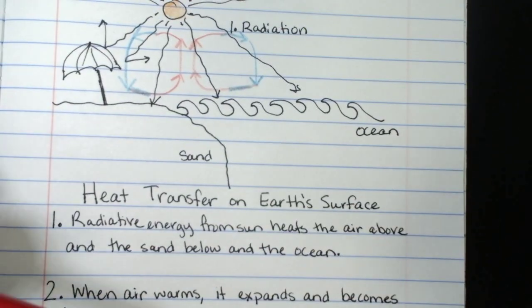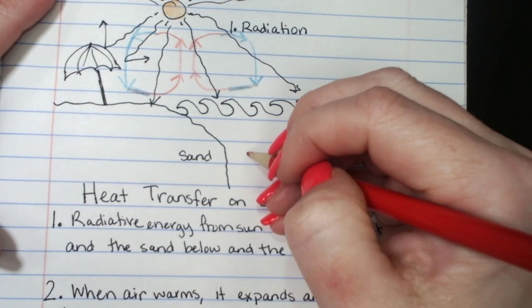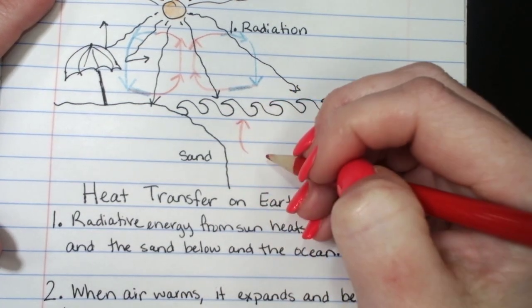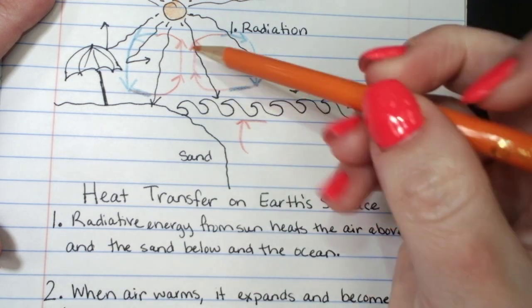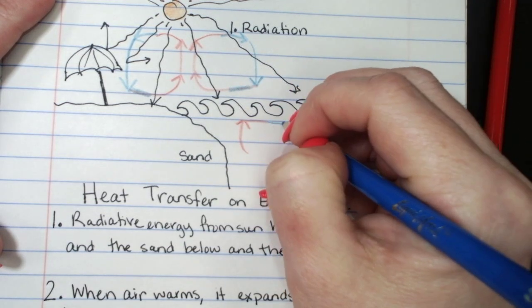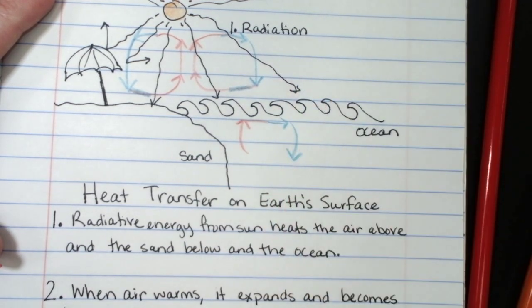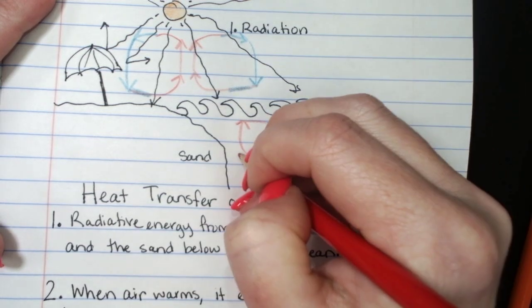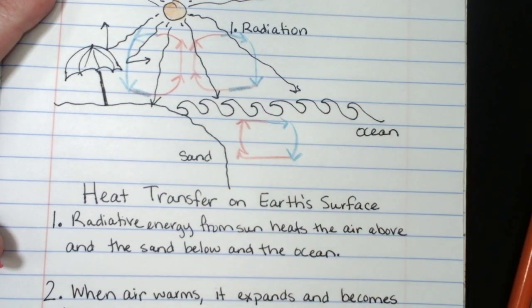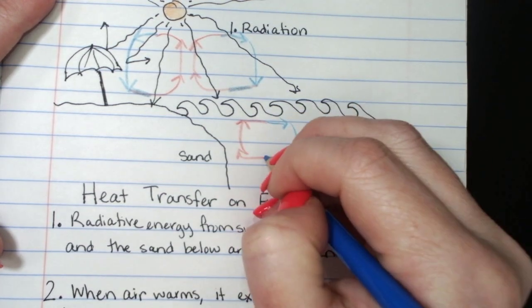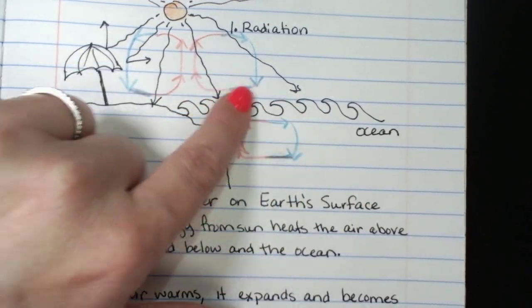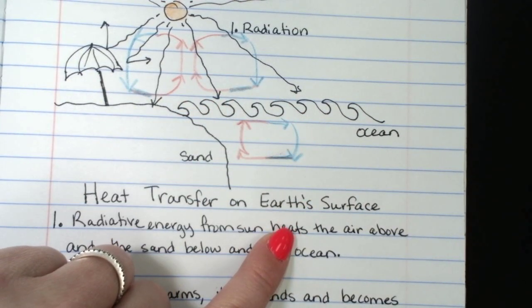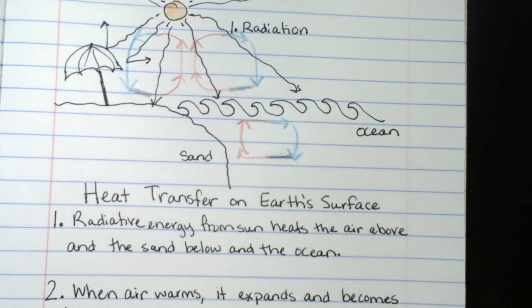All right, so here we go. We have rising, cooling, sinking, warming. So this is mainly for surface currents. Okay.